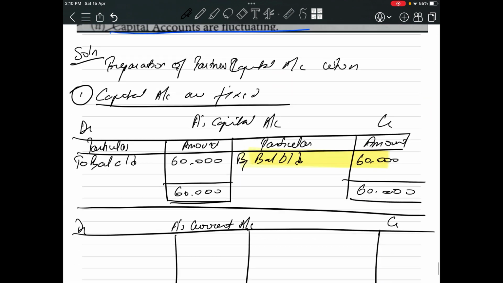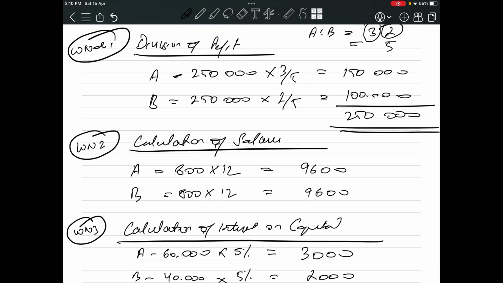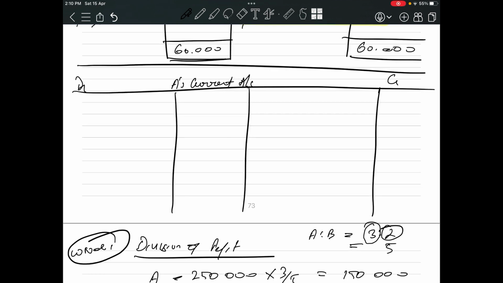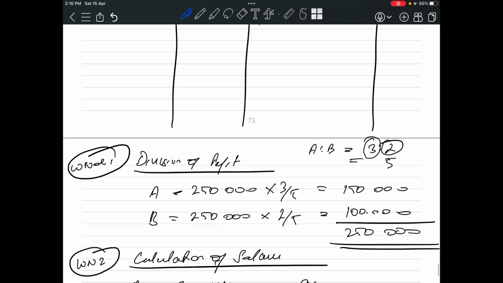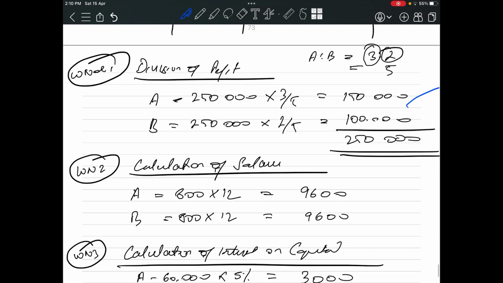Now let's try to prepare the capital and current account. We are preparing as per fixed capital account, so the balance will not change, and all these things will come to the current account. Division of profit is a gain for a partner, so all the gain will come on the credit side. By profit and loss account, net profit, for A it is 1,50,000. For B we'll prepare the account later on.